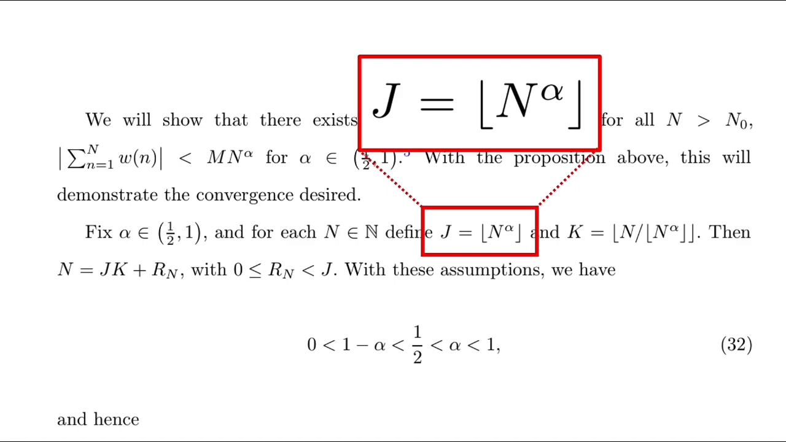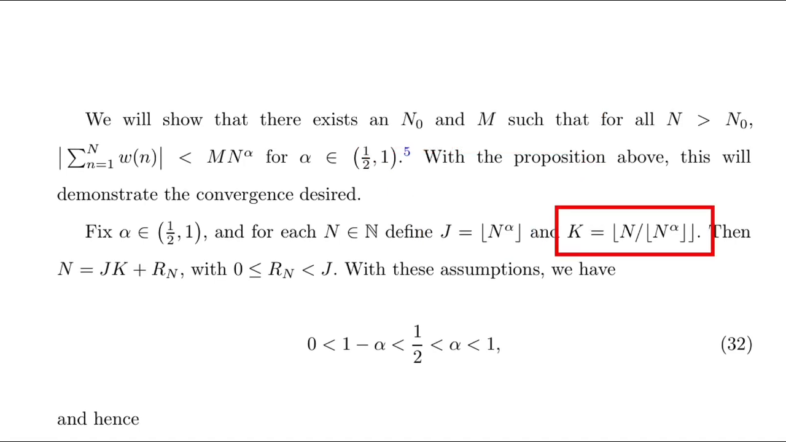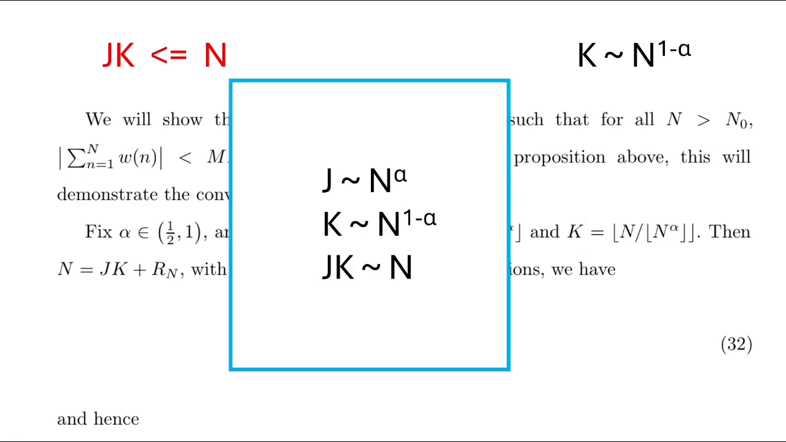That basically just means you drop the decimal part and you use the biggest integer that's less than or equal to n to the alpha. Then we have this funny thing. We just want k to be n to the 1 minus alpha, but the constraint here is that k and j are both integers and their product has to be less than or equal to n. We're not allowed to round up. So that's why the definition of k looks the way that it does.